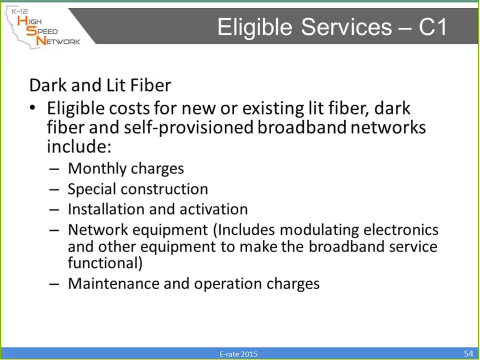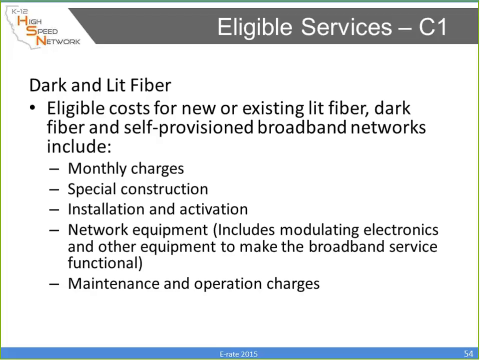So, dark fiber. Dark and lit fiber qualify equally now for E-rate. In the past, there were some inequalities. The dark fiber qualified, but you had to purchase that modulating equipment out of Priority 2, which, you know, only this much of us got Priority 2. So now it's changed. As I mentioned before, that modulating equipment qualifies under Category 1.